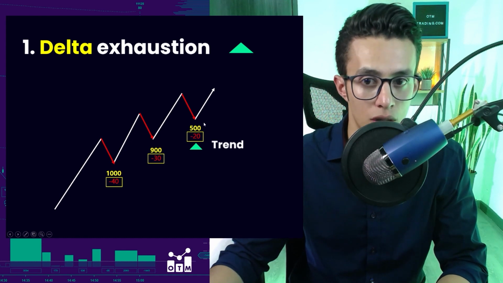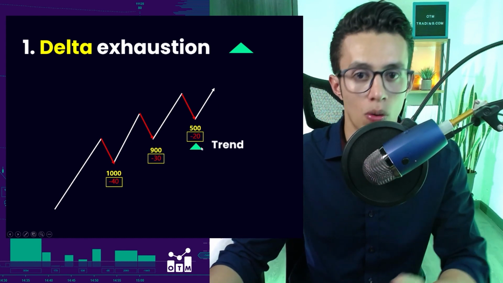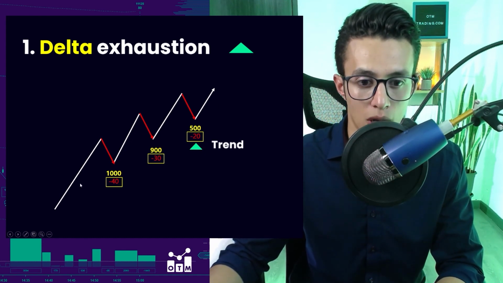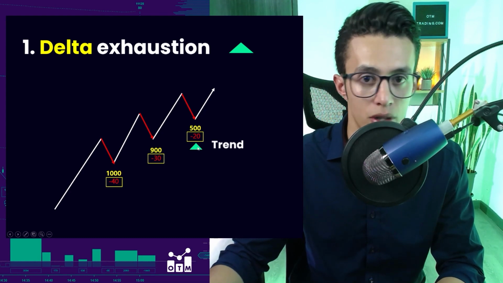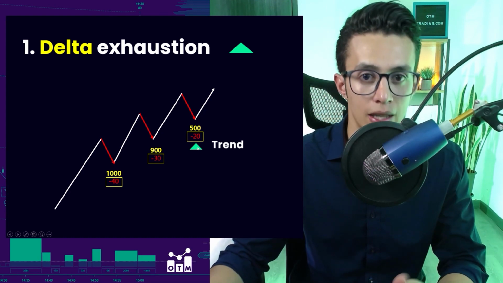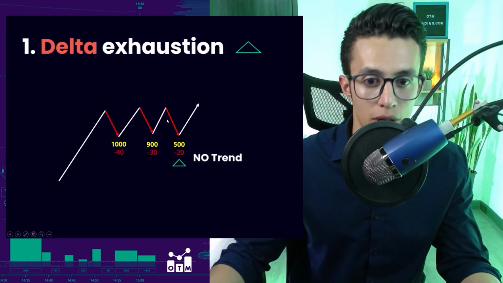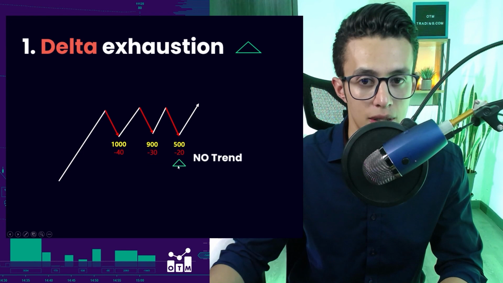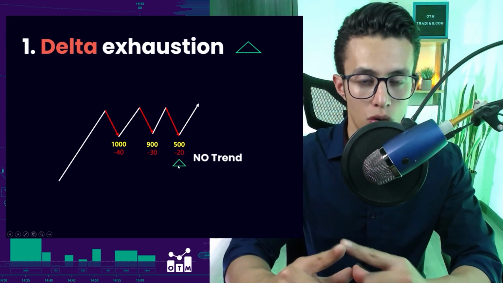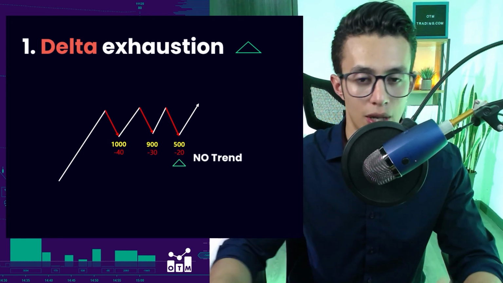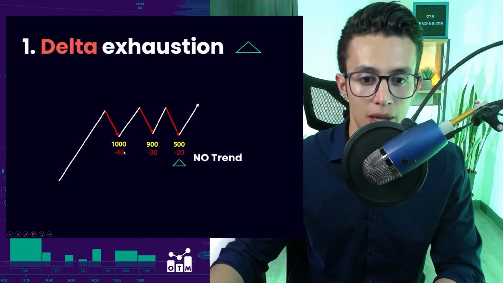Remember that if it's in a trend, we see this solid symbol. The same thing happens when there is delta exhaustion, but if it's not in a trend, we will see the same symbol, just with the outline pointing up. It's easy, right? Minus 40, minus 30, minus 20, meaning it's not in a trend, and we'll see this signal.